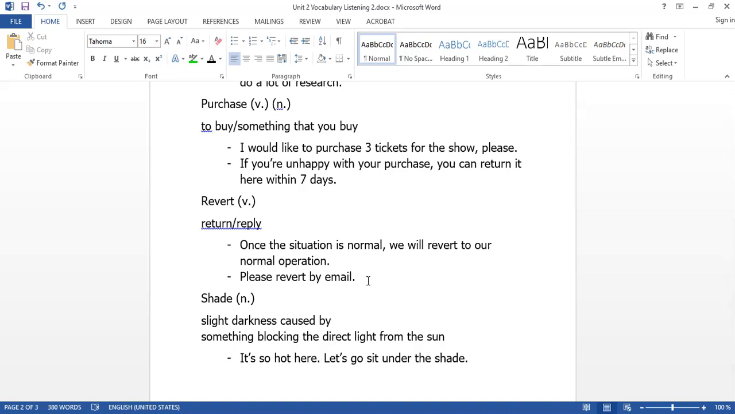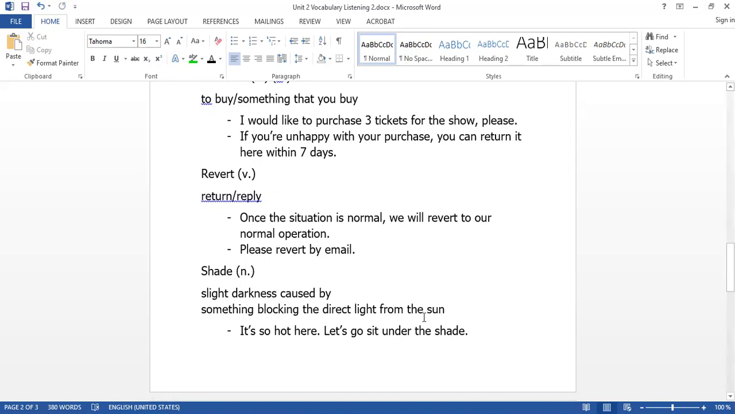Next word is the word shade. When you're talking about a shade, you can either be talking about, when you go to a park or something, and of course it's really sunny, it's really hot, and you don't want to walk in the sun anymore because it's too hot. So you just kind of go under the trees. That's because you got lots of leaves covering your head. That's the shade we're talking about. So it's like darkness caused by something blocking the direct light from the sun.